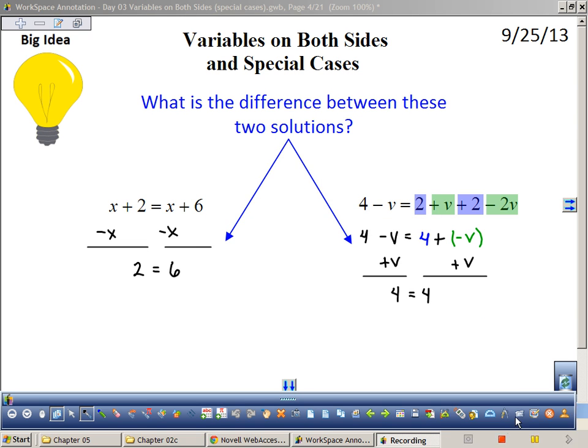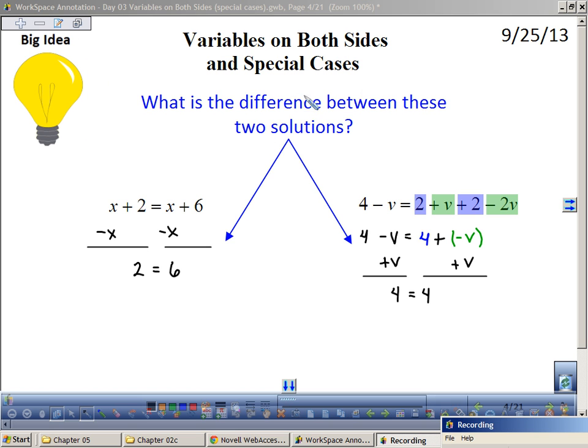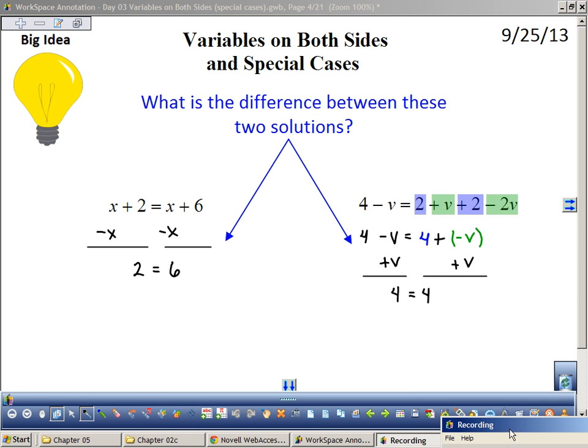Working with variables on both sides and special cases. Here's the big idea. What is the difference between these two solutions? This one results in 2 equals 6. This one results in 4 equals 4. Write that down and we're going to talk about that.